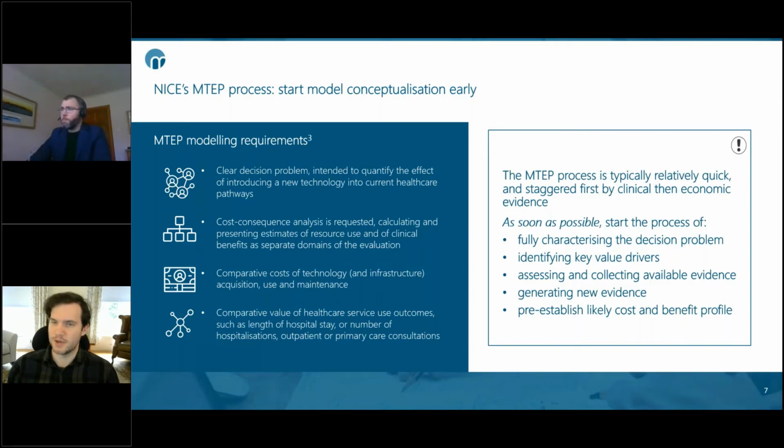As I say, it's relatively quick, and the design of it is staggered. First, you have to present clinical evidence through the process, and then afterwards you have to present economic evidence, and that is the structure of it. Basically, if you're considering this, I would very much encourage you to get your analysts or your health economists, such as ourselves, on board as soon as possible, because that process is quite quick. And from the word go, you want us to be hitting the ground running in order to meet a rather tight deadline.